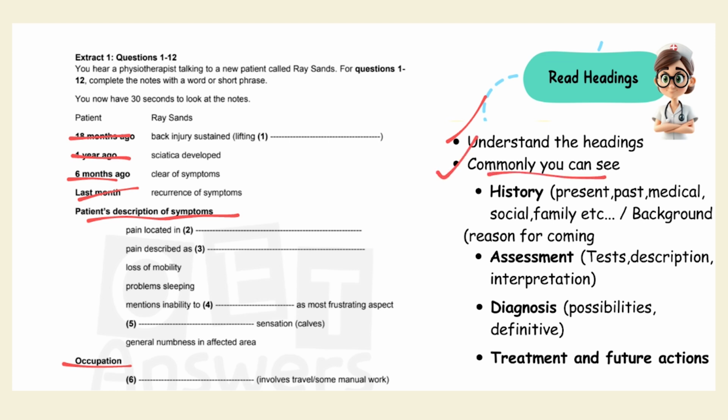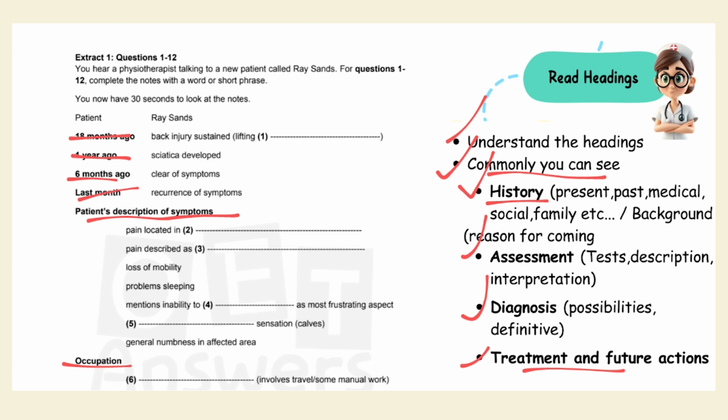You can see headings like history, assessment, diagnosis, treatment, further actions. Sometimes you can see surgery, advice, follow-up. If you see the history, present, past, medical, social, family, background, the reason for coming, all the histories will be included. That is, the reason why the patient is coming to the hospital today, the presenting complaints.